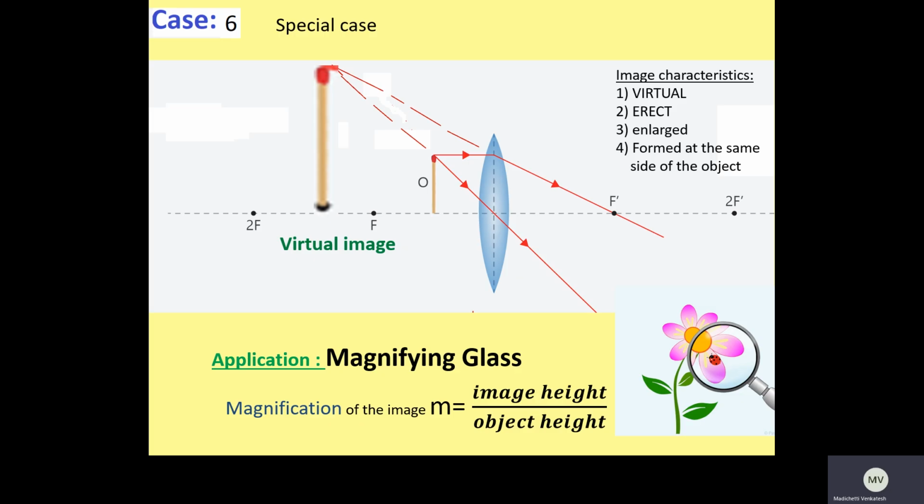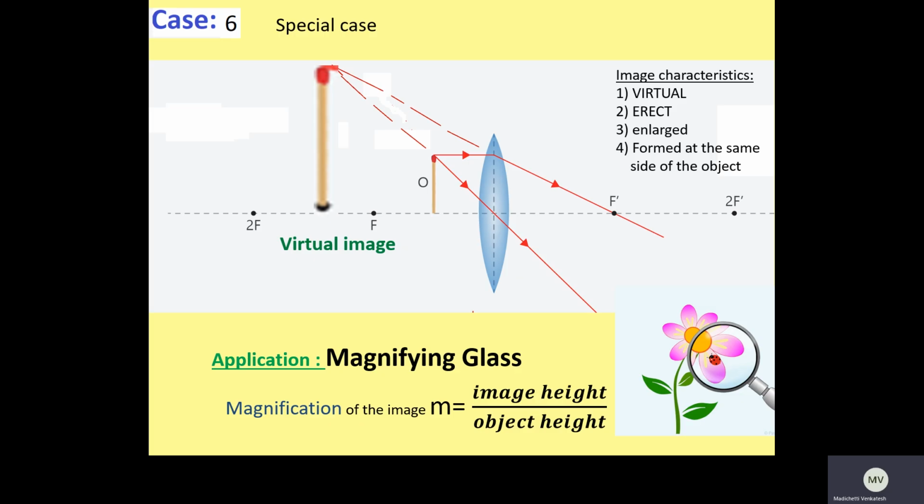And the other thing is it is an erect image. It is upright. It's not inverted. This is also a special property. In all these previous cases, the first 2 points are common, that is real and inverted. But here we see that it is virtual and erect. Our application is mainly magnifying. We use the magnifying glass. This is an application of it.